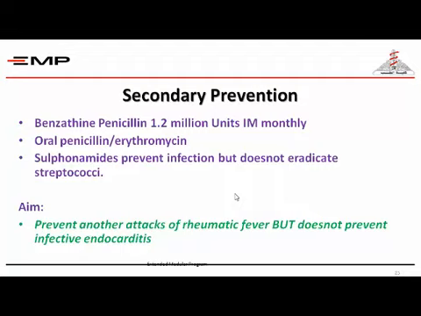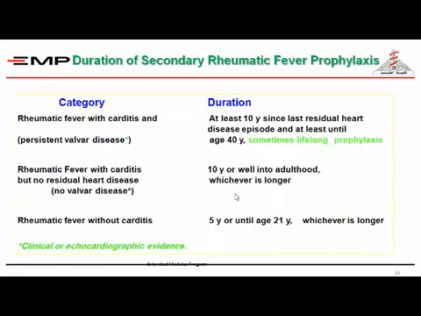What is the aim of that? To prevent attacks of rheumatic fever causing more destruction of the valves and more problems. This does not prevent infective endocarditis, it's only against rheumatic fever. So for how long do we have to give it? Actually, there are many debates regarding this issue, but in a simple way, let's start from the easiest issue.